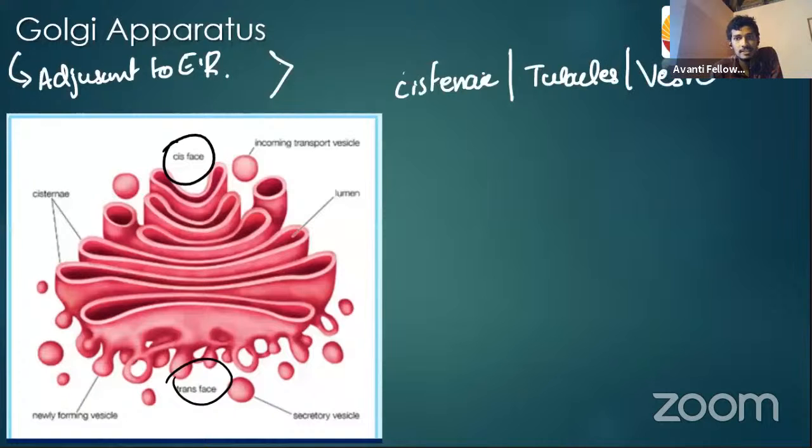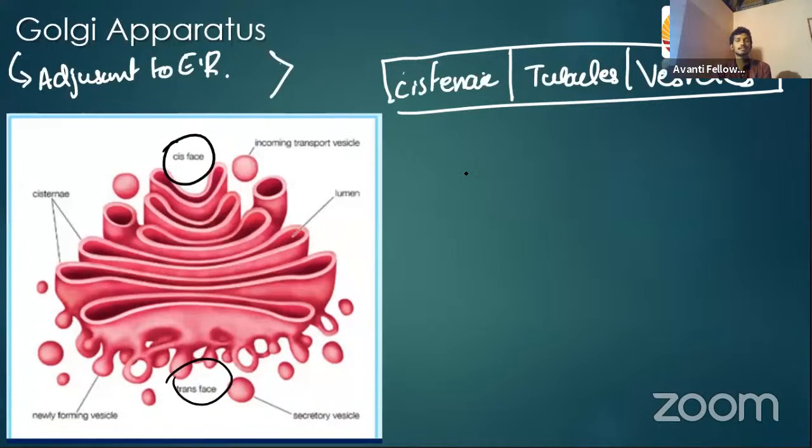Another one is the vesicles. Okay, we have three different systems. One is the cisternae, another one is the tubules, and another one is the vesicles. All of them will form the Golgi complex.